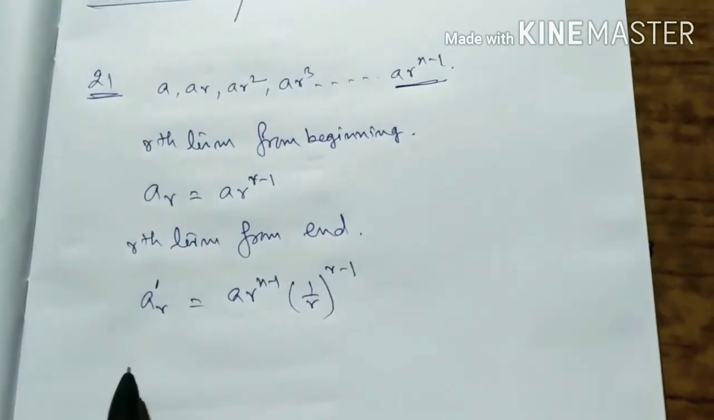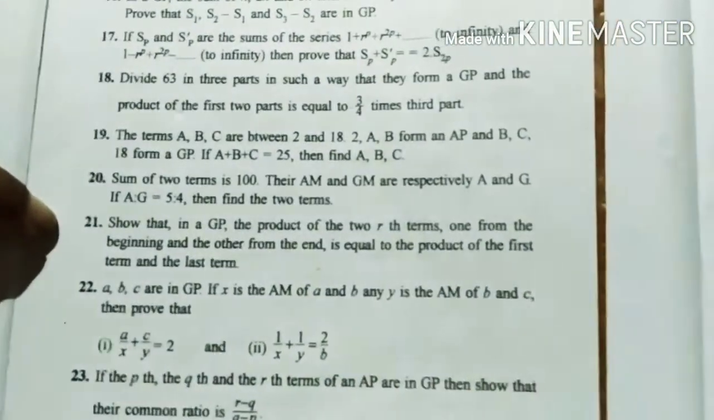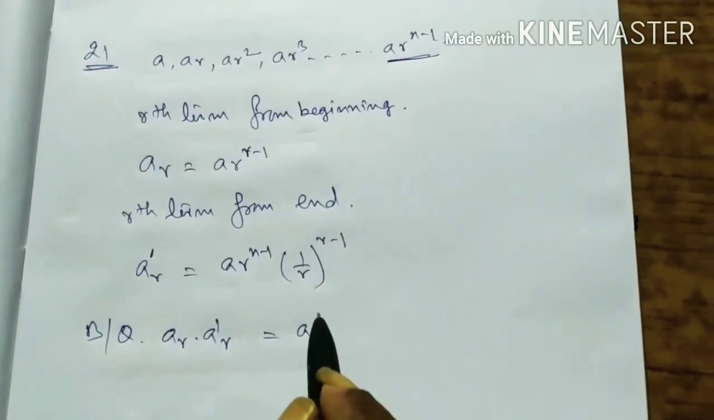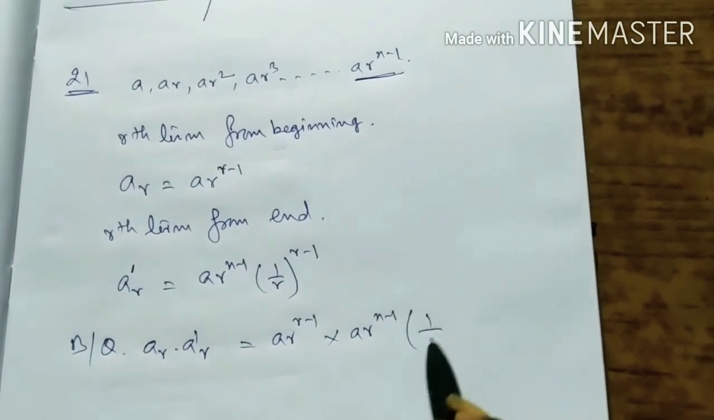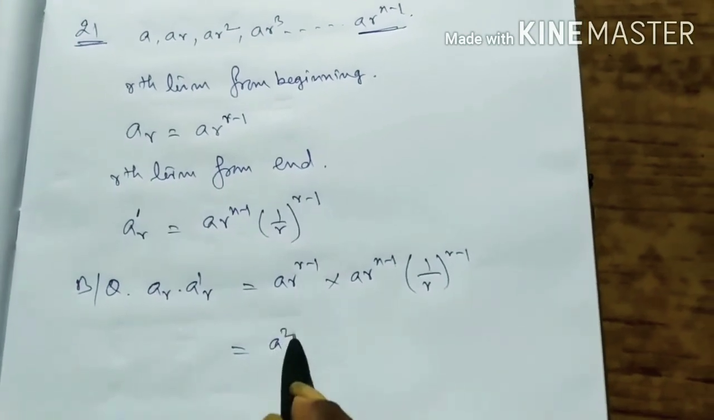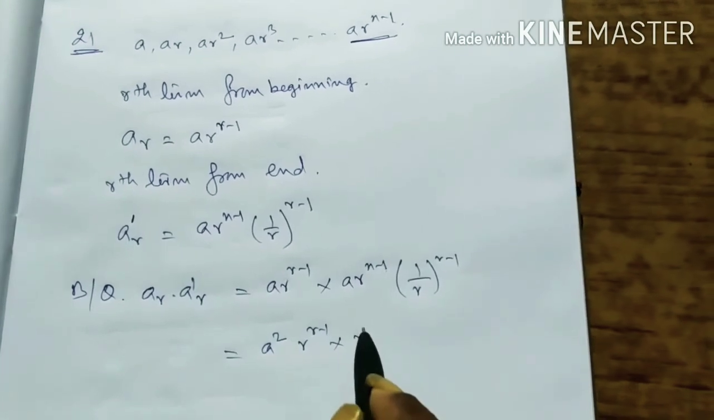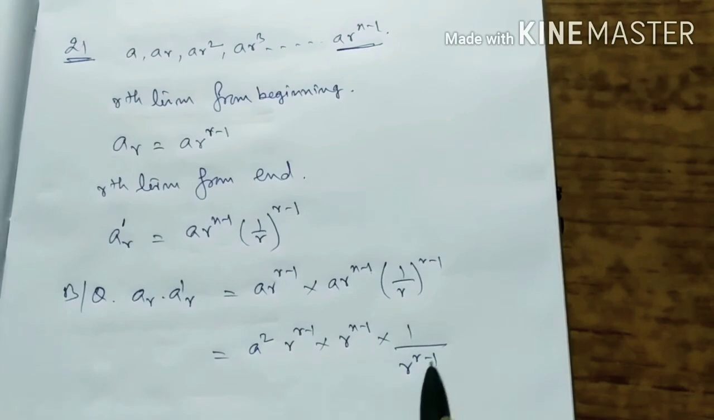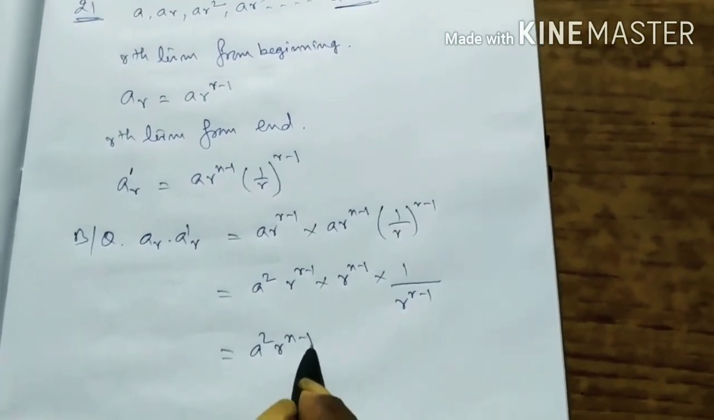So now by the question, the product of two Rth terms means AR into A dash R. This is AR to the power of R minus 1 into AR to the power of n minus 1, into 1 by R to the power of R minus 1. So this will be equal to A square R to the power of R minus 1 into R to the power of n minus 1 into 1 by R to the power of R minus 1. This and this cancels out. Therefore, this is equal to A square R to the power of n minus 1.